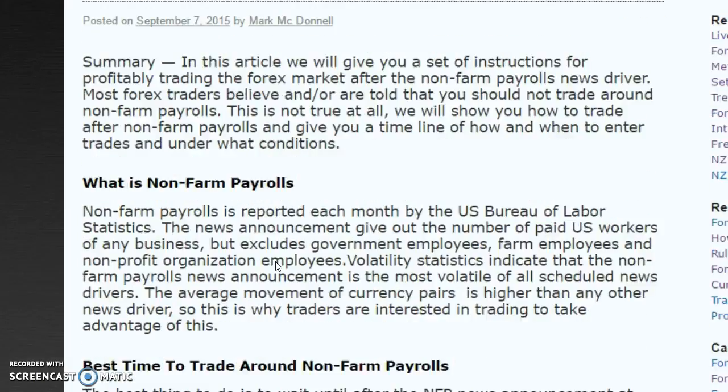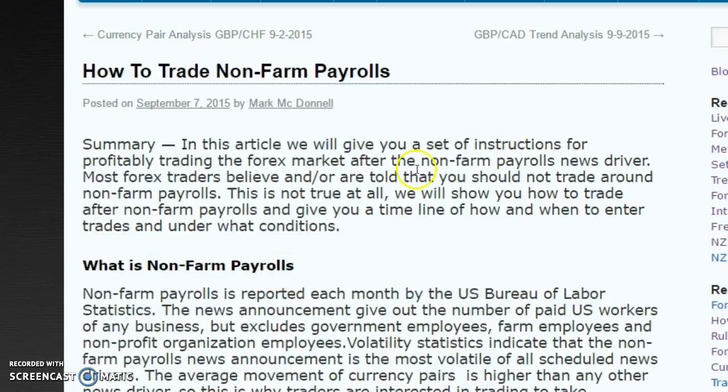So don't be scared about trading non-farm payrolls. Just make sure you have the right system and the right signals, and you can trade non-farm payrolls successfully.